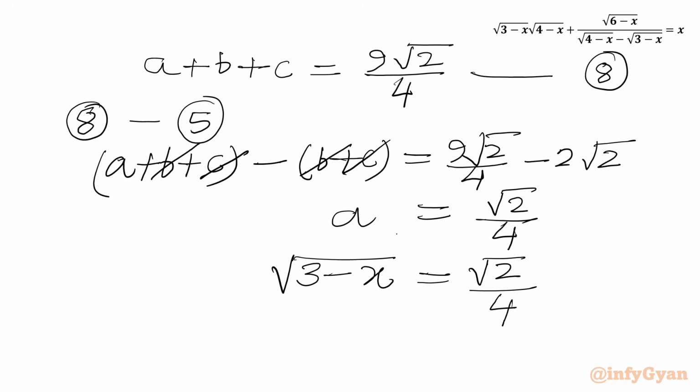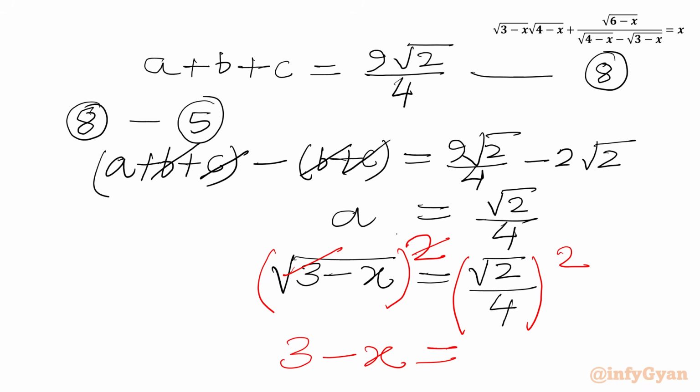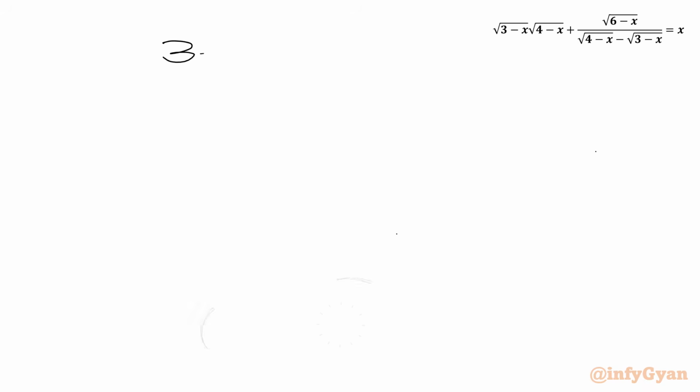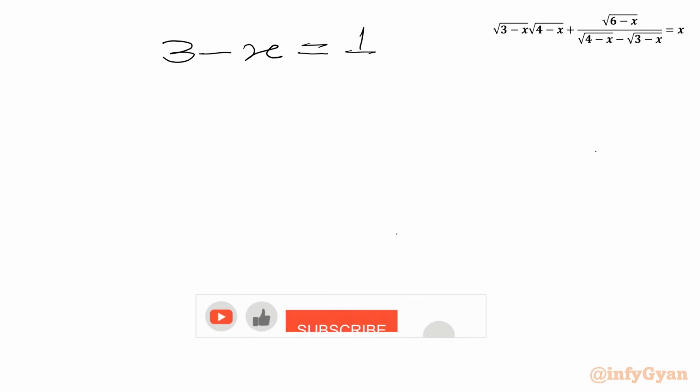Now we have a square root on the LHS, so we will be squaring both sides. The square root and the square will get over. We can write 3 minus x equal to root 2 squared is 2, 4 squared is 16. 2 over 16 is 1 over 8. So we can write 3 minus x equal to 1 over 8. Let me write here, 3 minus x equal to 1 over 8.